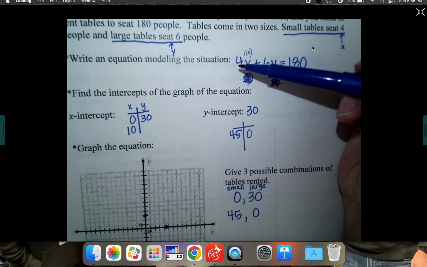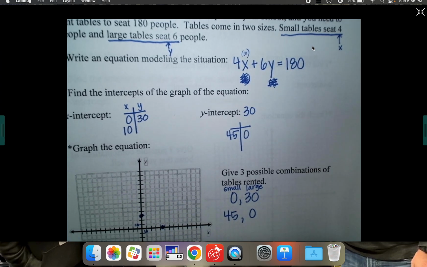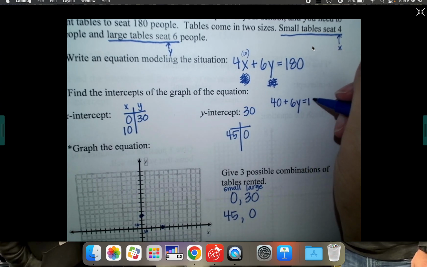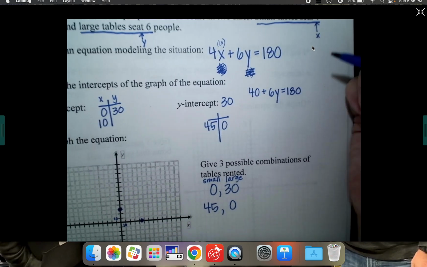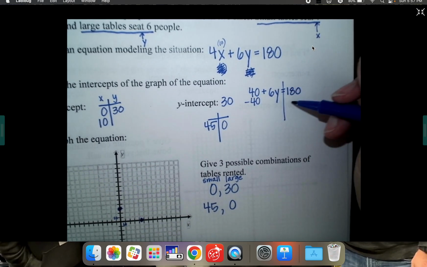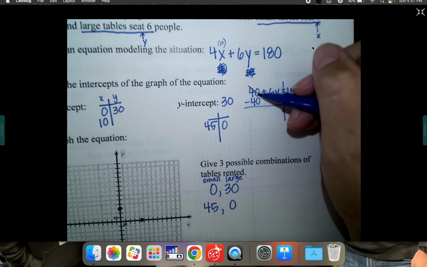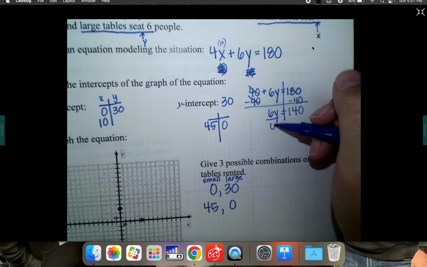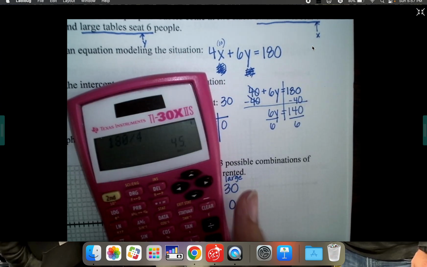Let's say we have 10 small tables. 10 times 4 is 40. So I'm going to work this out over here. 40 plus 6y equals 180. So if we have 40 plus 6y, I would subtract 40 from both sides. I would have 6y equals 140. I would divide both sides by 6.